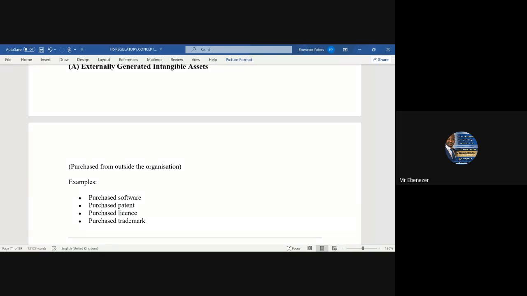Those softwares are being purchased. If you look at the software, you cannot see them. You cannot touch them. But you cannot deny that they exist in your business. You understand me now? So that's why we call them identifiable. You can identify them, and you control them. The use of the software is being controlled by you because you can use it at will.